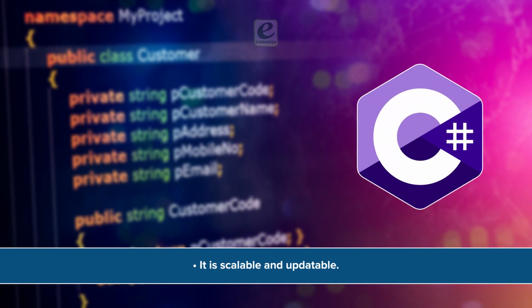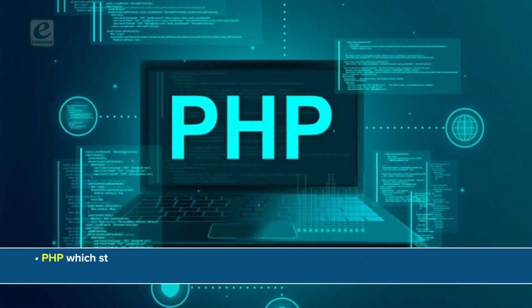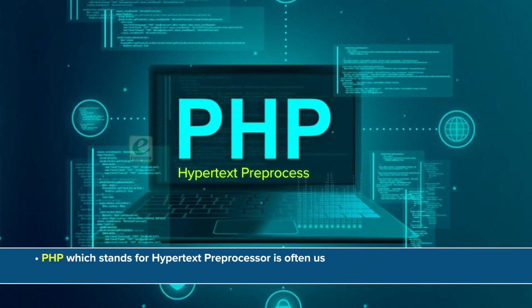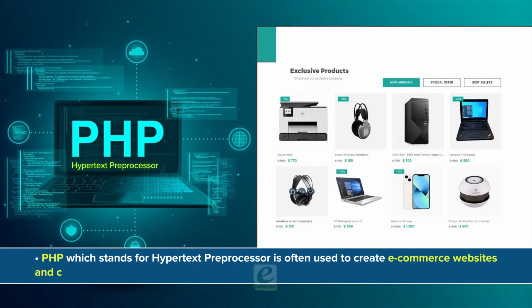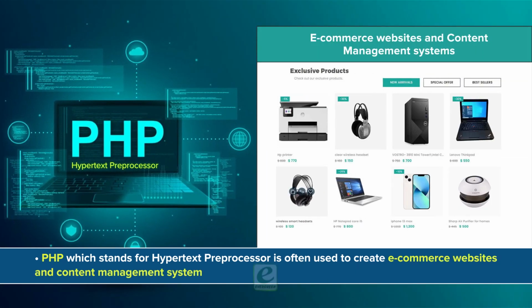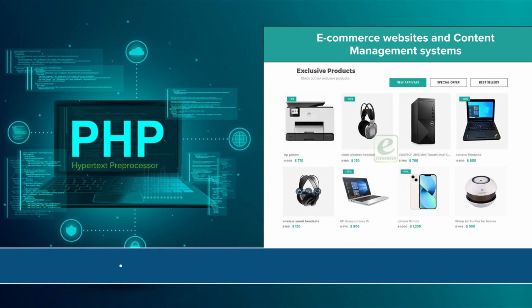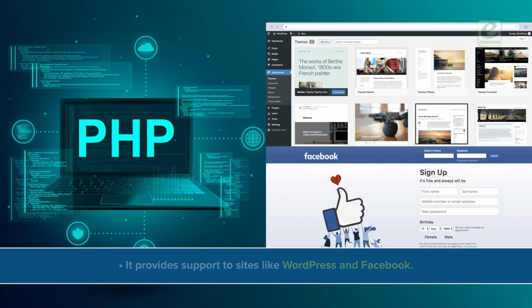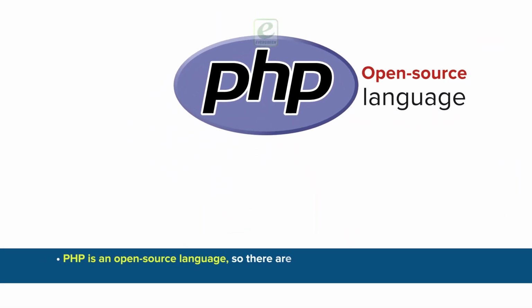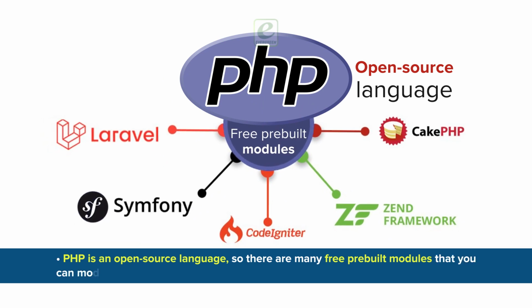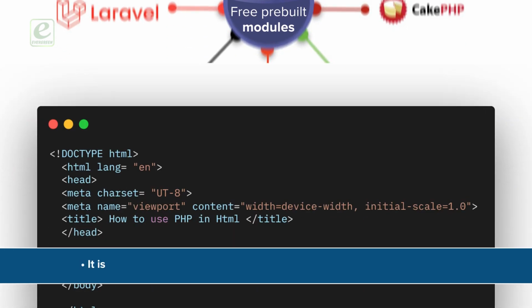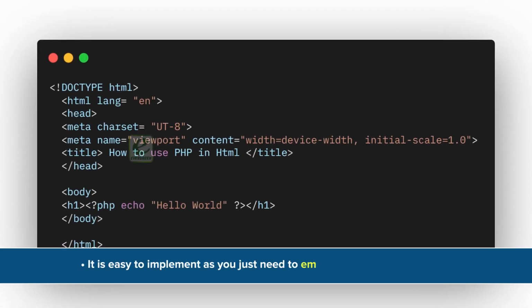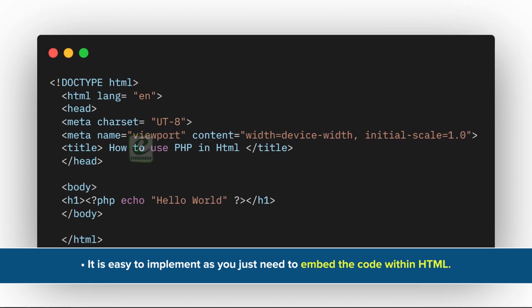PHP. PHP, which stands for Hypertext Preprocessor, is often used to create e-commerce websites and content management systems. It provides support to sites like WordPress and Facebook. PHP is an open-source language, so there are many free pre-built modules that you can modify to get ideal results. It is easy to implement, as you just need to embed the code within HTML.